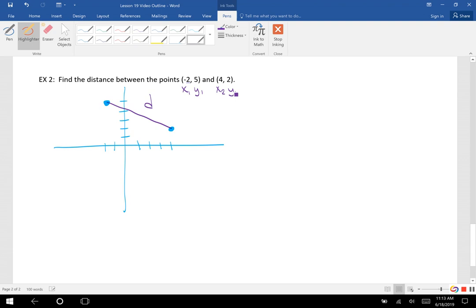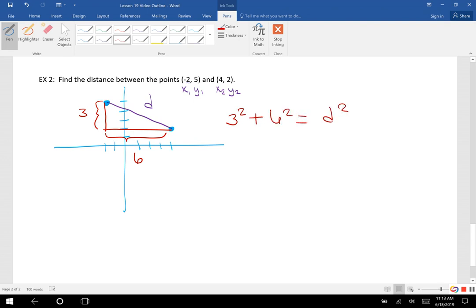Or, if you're a more visual person, you could turn this into a right triangle problem and then compute the lengths of the sides in red. And so I can see that the base of this triangle, it goes from -2 to +4. That's 6 units long. The height of my triangle goes from 2 up to 5, that's 3 units. So using my Pythagorean formula, 3 squared plus 6 squared should equal d squared. So 9 plus 36 equals d squared, or d squared is 45.